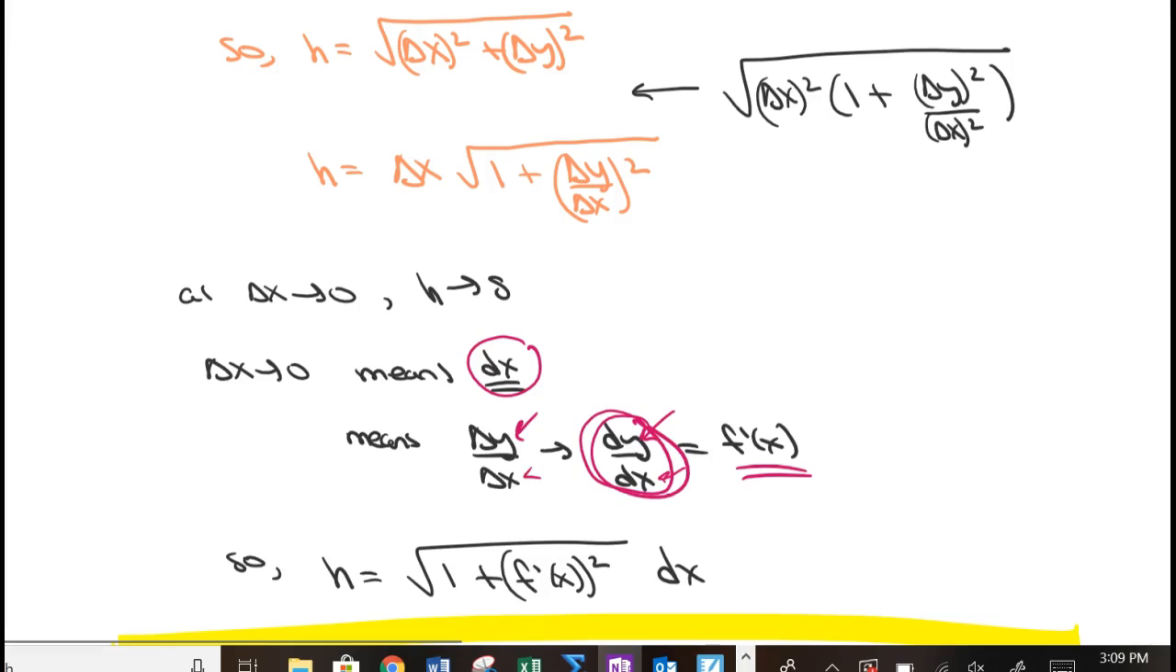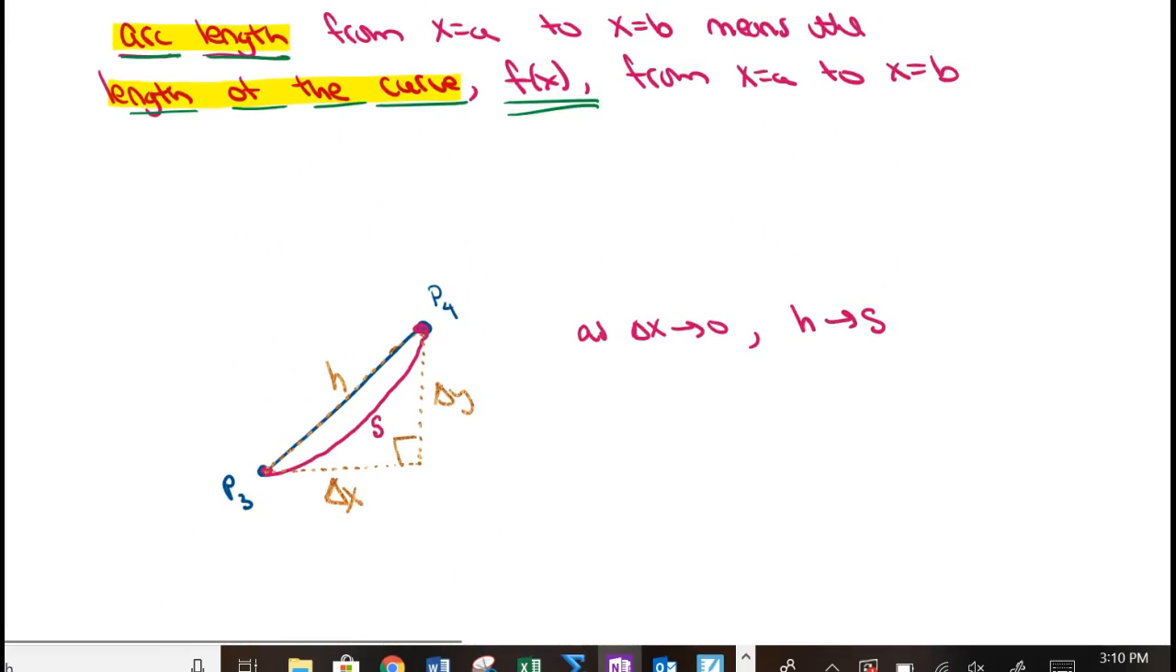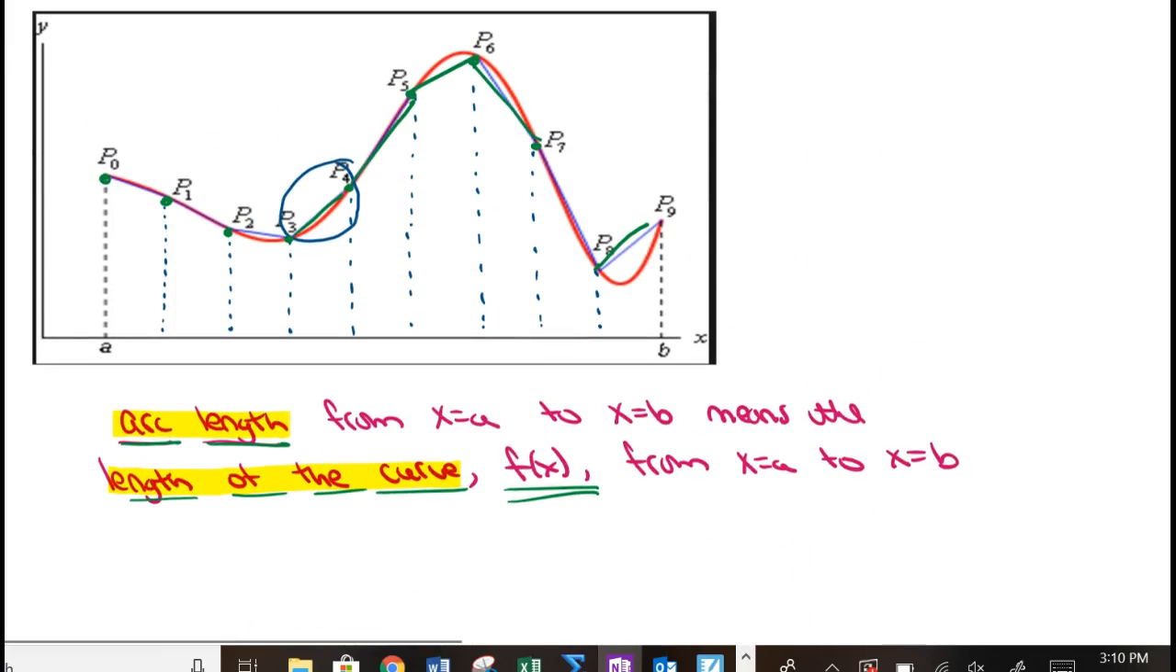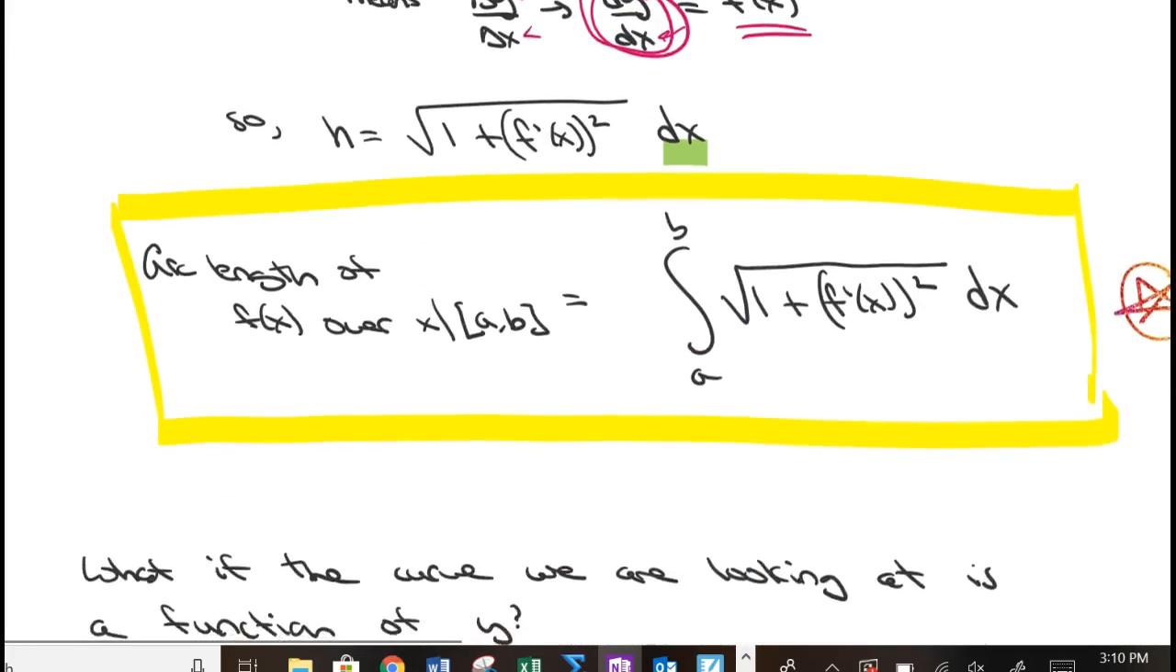So if you go back here, h, after all that work, actually equals, look at these two, h is equal to delta x times the square root of 1 plus f prime of x, where f prime is squared. This gives you the length of one of the subcurves, but as delta x approaches 0, how many subcurves are we adding up? An infinite number of them, and whenever we add up an infinite number of things, we know we're going to have a definite integral. And here's where we are.